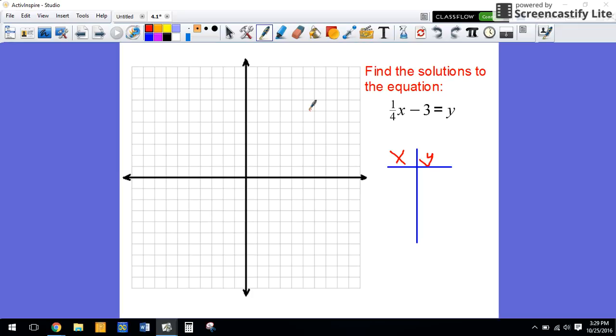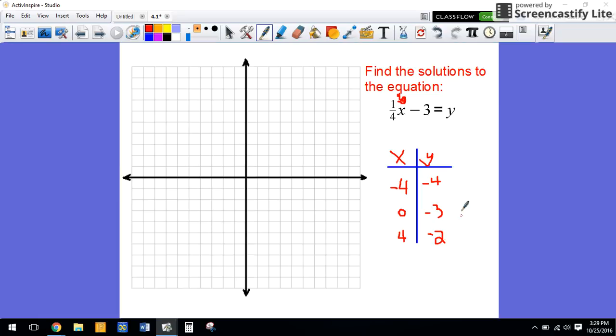Okay, next one. Now this time I notice I have a fraction, so I'm not going to use my numbers -1, 0, and 1. I'm going to use -4, 0, and 4. And I chose 4 because that's what my denominator is. So now I come up here and I plug in -4, and I get -4 times 1/4 is -1, minus 3 is -4. Plugging in a 0, 1/4 times 0 gives me 0, minus 3 is -3. Putting in a +4, 1/4 times 4 gives me 1, minus 3 is -2.